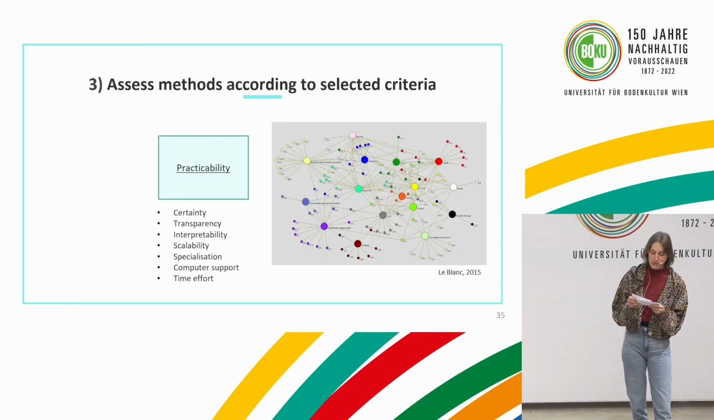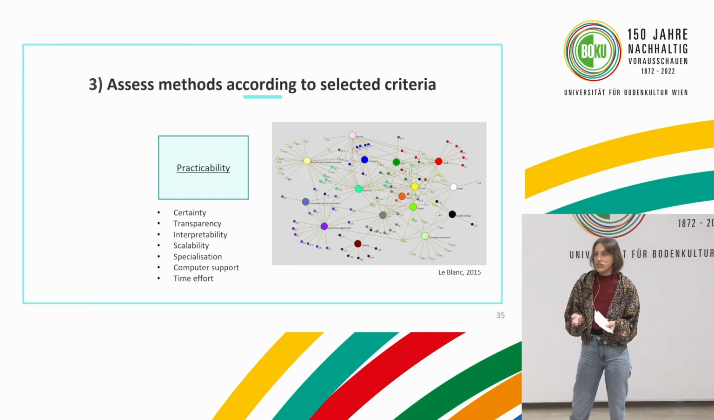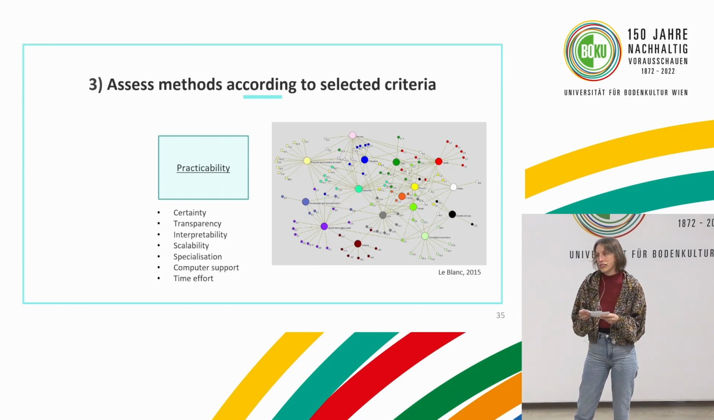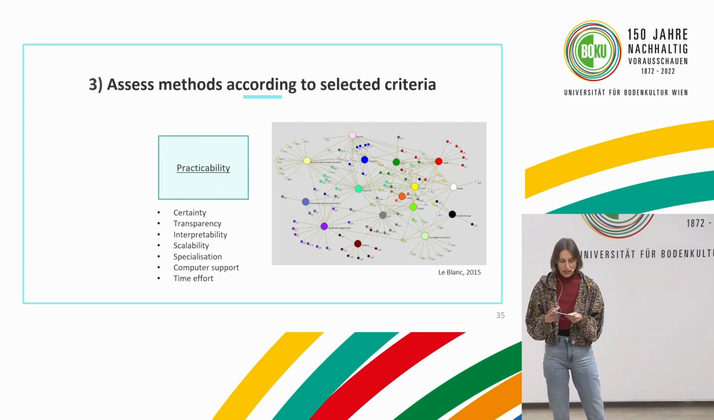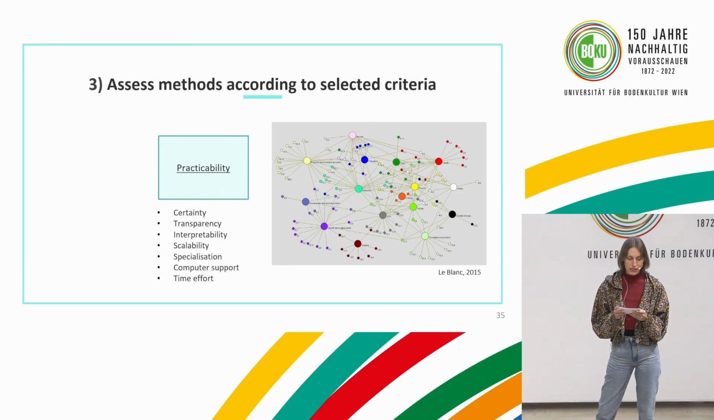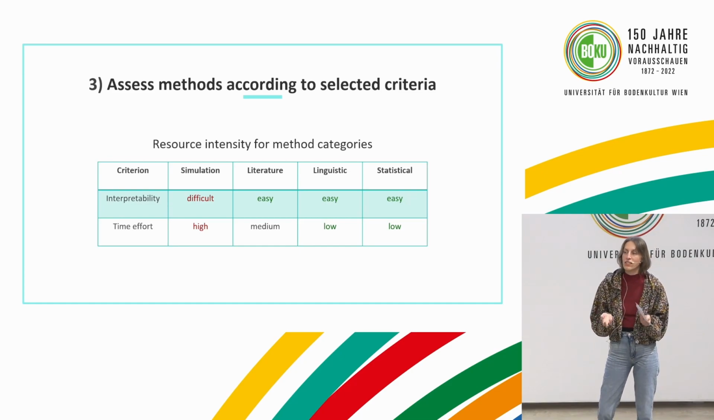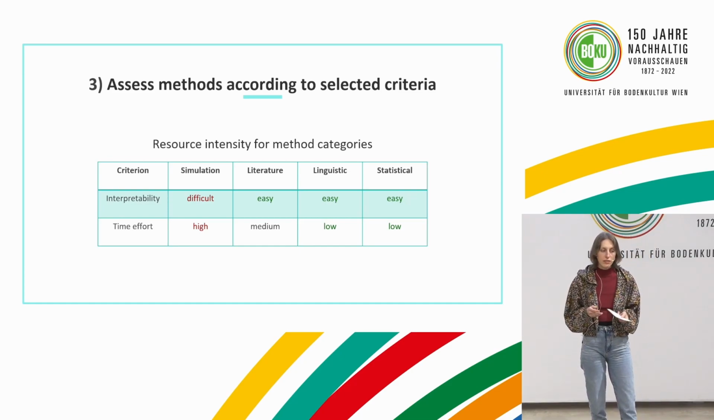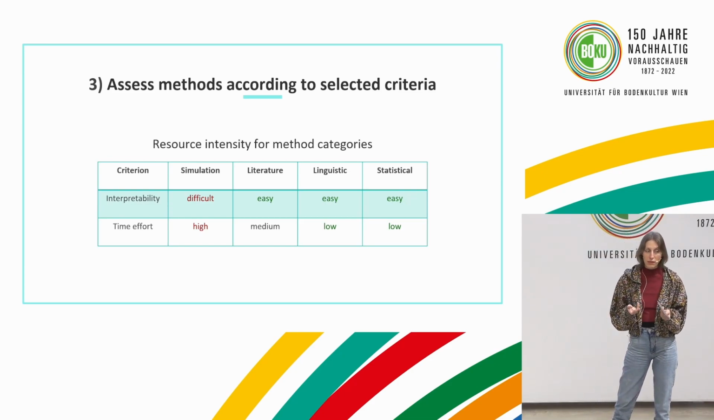If you want to implement a method, one quite important thing is its practicability. So methods that are quite difficult to apply or that need a lot of time in applying are not so likely to be used in practice. Simulation methods, for example, are quite time-intensive and difficult to interpret. Other methods that are easier to apply, like, for example, literature methods or linguistic methods, or methods that have a lower time effort, like linguistic and statistical methods, might have an advantage here.